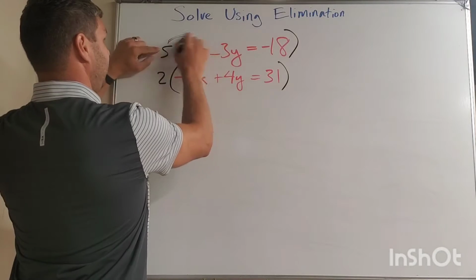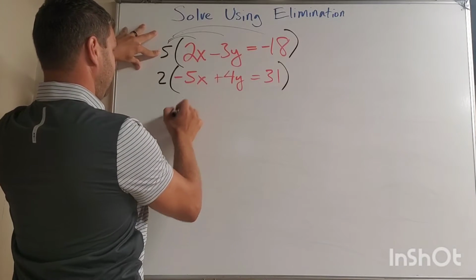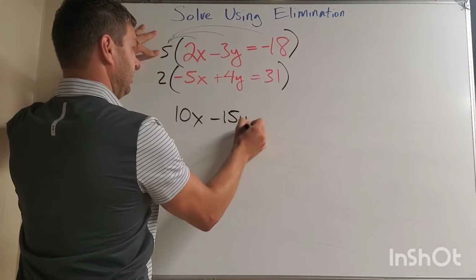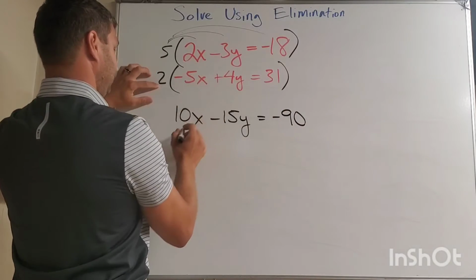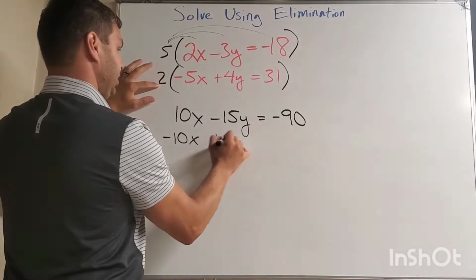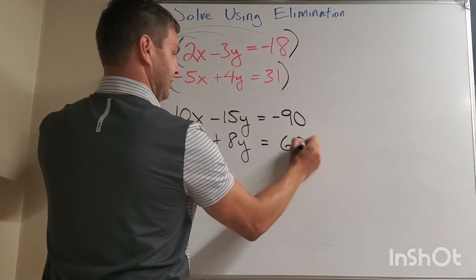All right, so let's distribute our 5 through to each part of our top equation. This gives me 10x minus 15y, and then 5 times negative 18 is negative 90. 2 times negative 5x is negative 10x. 2 times 4y is positive 8y. And lastly, 2 times 31 is 62.